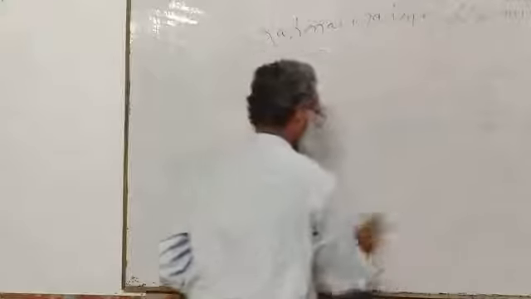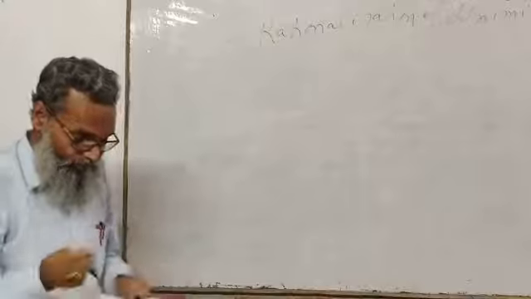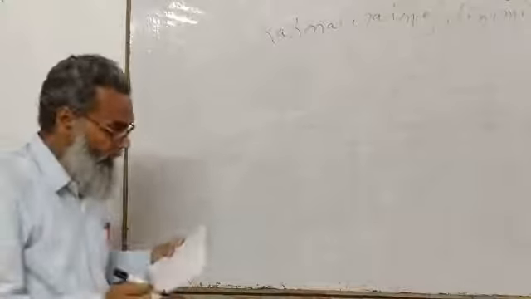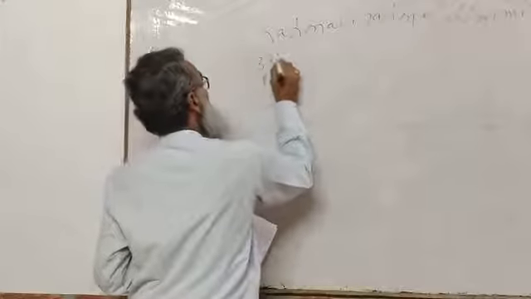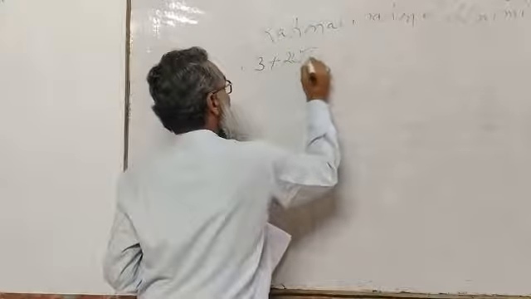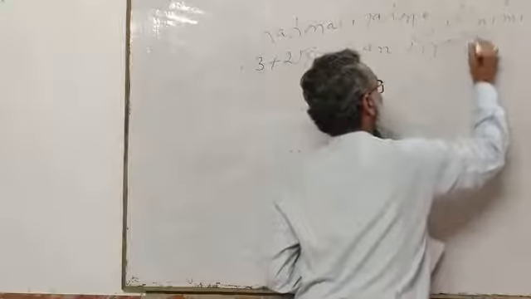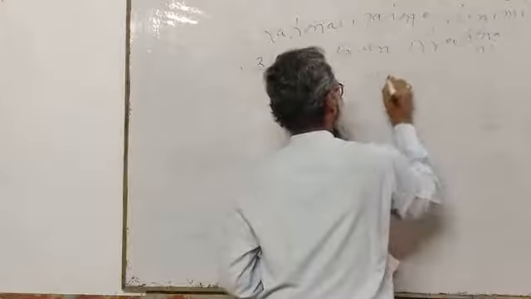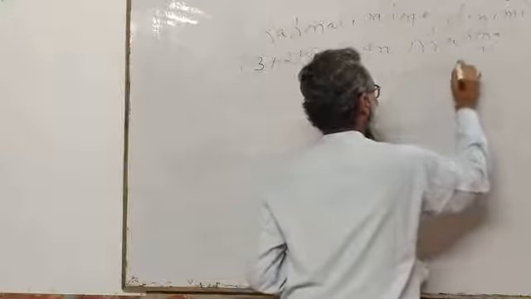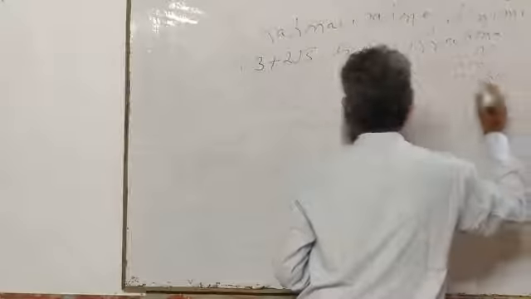Class 10 students also, just carry it for class 10 also. That is how you show that 3 plus 2 root 5 is an irrational number by the contradiction method. How do you do it?